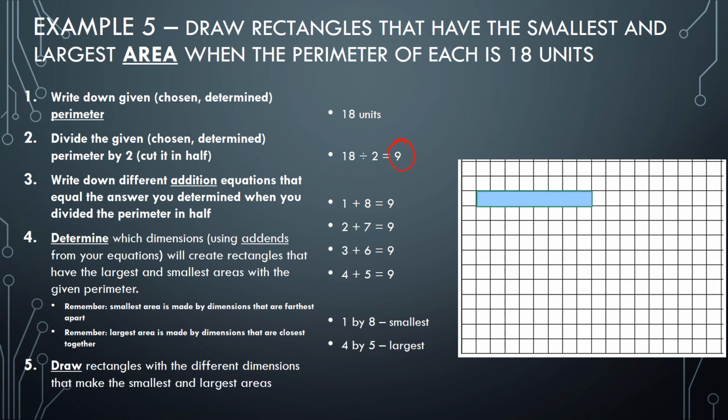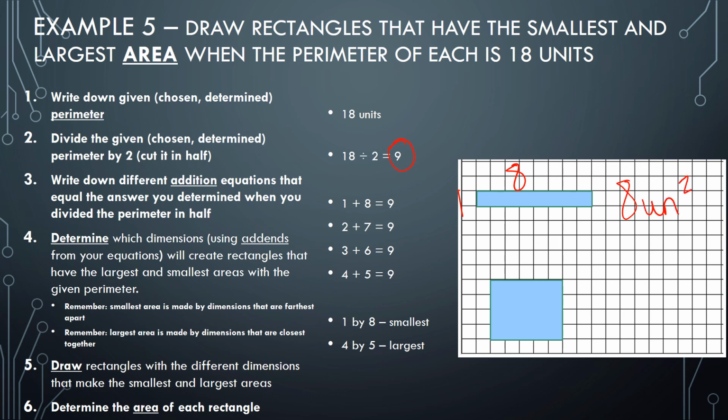So we're going to draw those rectangles, a 1 by 8 and a 4 by 5. And we have to determine the area of each. So we have 1 by 8. We know 1 times 8 is 8. So we have 8 units squared. And this one is a 4 by 5. 4 times 5 is 20 units squared. So right now it looks like we're pretty good. 1 by 8 is smallest out of these two, and a 4 by 5 is the largest.